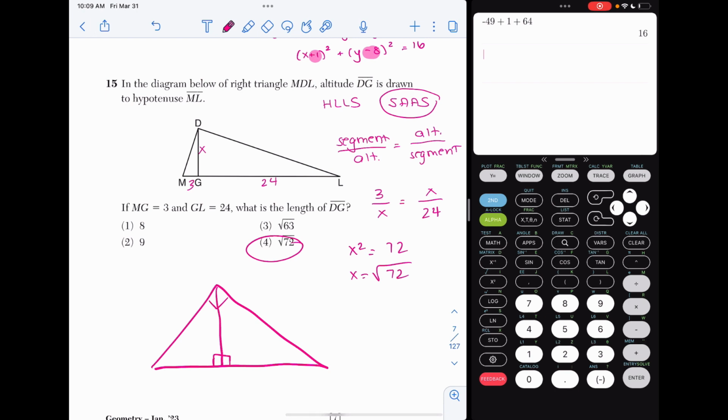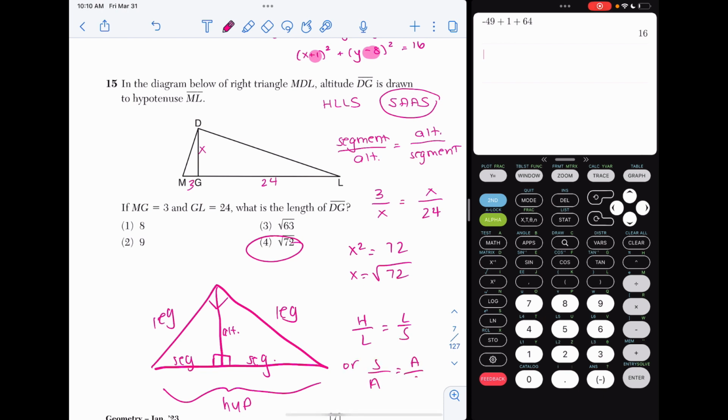Let's assume I'm drawing all of this accurately. The hypotenuse would be in reference to the big right triangle. There are 3 right triangles here. I'm talking about the largest one. The legs of that big right triangle are these. This is my altitude, and this is my segment. So if this problem had asked us for, let's say, DM or DL, those are the legs, so I would have used hills. So the two formulas are hills, hypotenuse over leg equals leg over segment, or SAS, segment over altitude, altitude over segment.